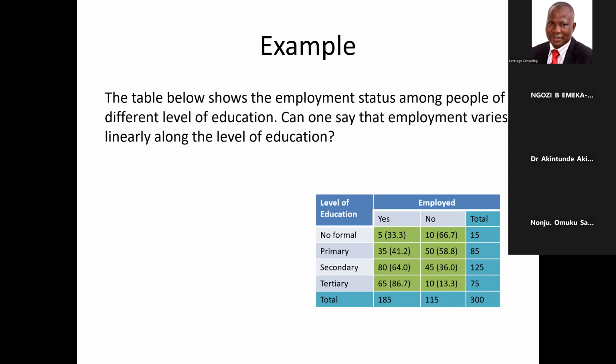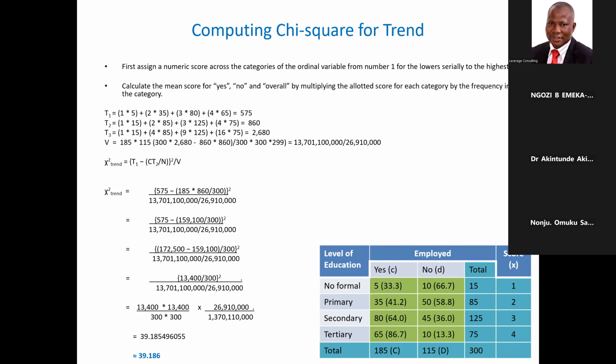In reality, it may not be like that. You may even see that maybe no formal education is higher than before the trend starts, and the trend can decrease also. The proportion may be decreasing as the level of education increases. It depends. Whichever way, we just want to see if there is any trend. And that's the essence of this method, this chi-square for trend.